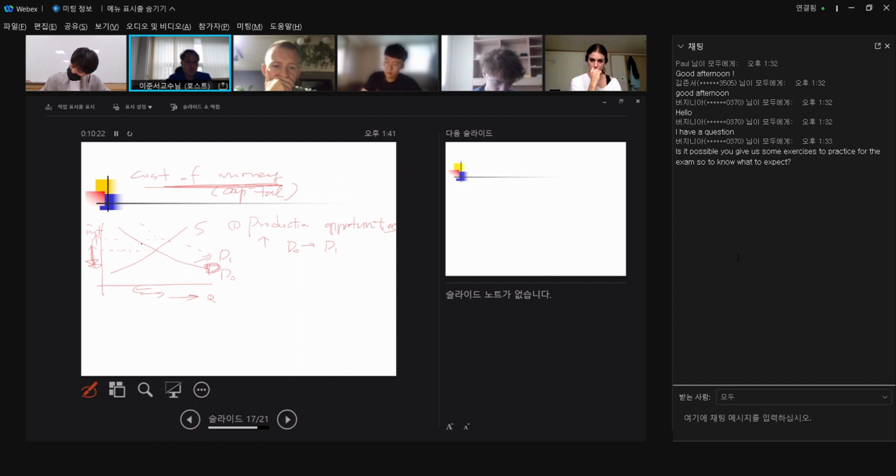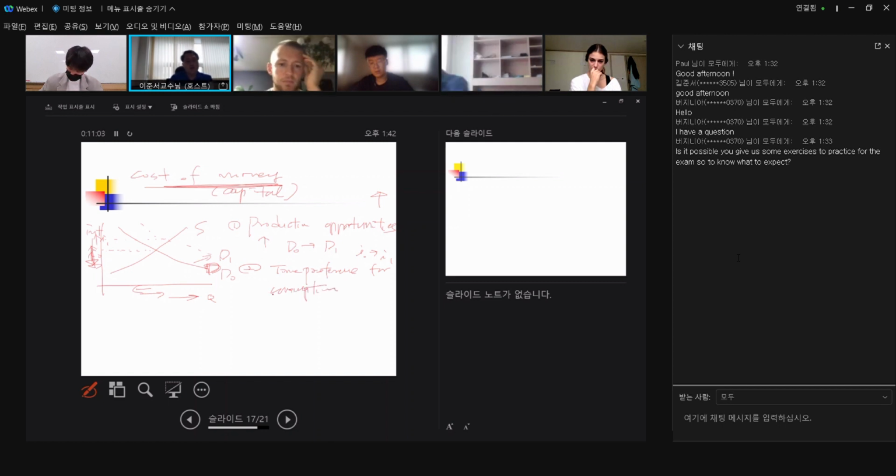Then what happened in terms of interest? Interest rate is increased from I0 to I1. Okay, so if production opportunities increase, then the demand curve shifts to D1 from D0, which results in the increase of interest rate. Okay, that's the first factor to affect the cost of money. Second factor is time preference for consumption.